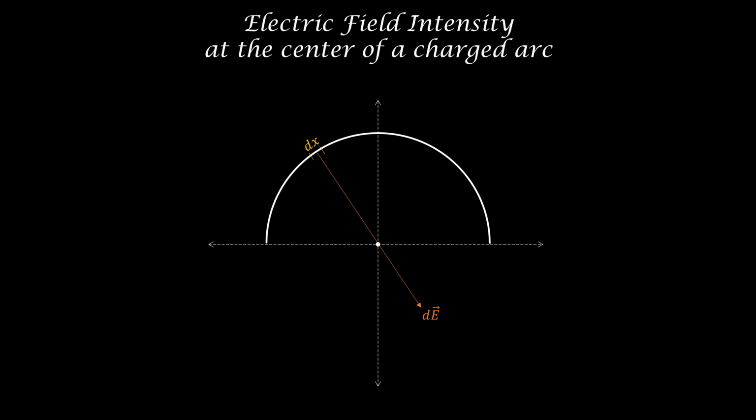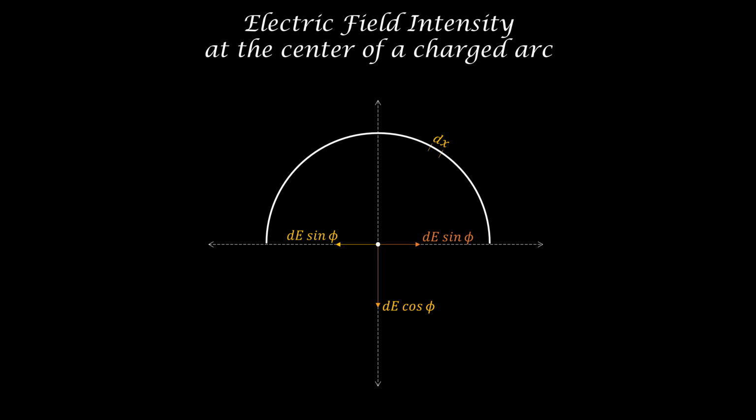Let the electric field intensity vector due to this dx part be dE vector. Let this vector make phi angle with the horizontal. This angle will also be phi. Breaking the vector into its components.